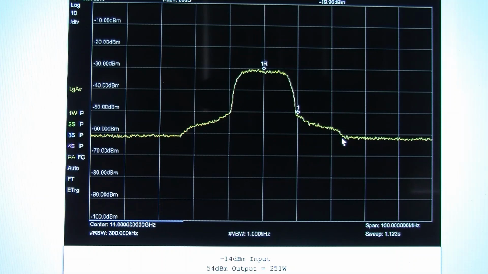Raising the input level another 2 dB to a negative 14 on our modulator, we're getting an output power of 251 watts, but we are above our linear range. Take note, here was our noise floor. It's up a little bit better than 10 dB. Your carrier to noise has been reduced to 19.96.